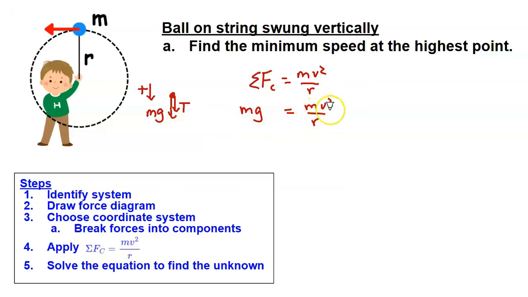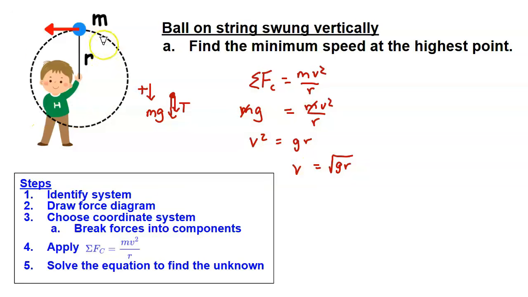We're looking for the velocity here, so I'm going to isolate the velocity. Notice the m's cancel out, and then we get v squared equals gr. And then we get that v is equal to the square root of gr. Okay, so this is the minimum speed to get all the way through the circle.